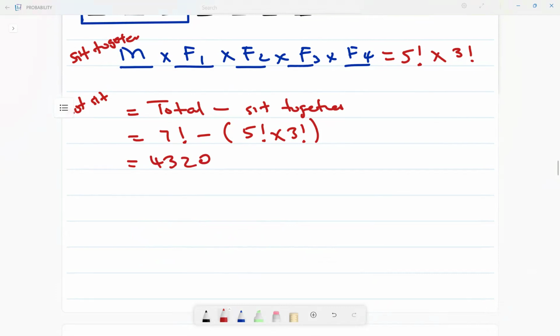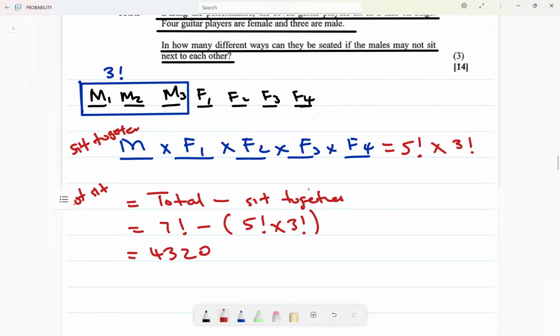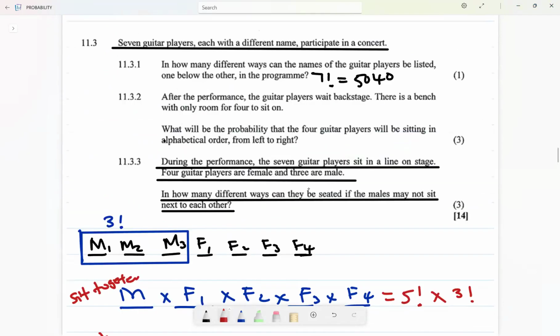But what was I looking for? Let me come back here. If males may not sit next to each other, right? Just give me a moment to see the question.